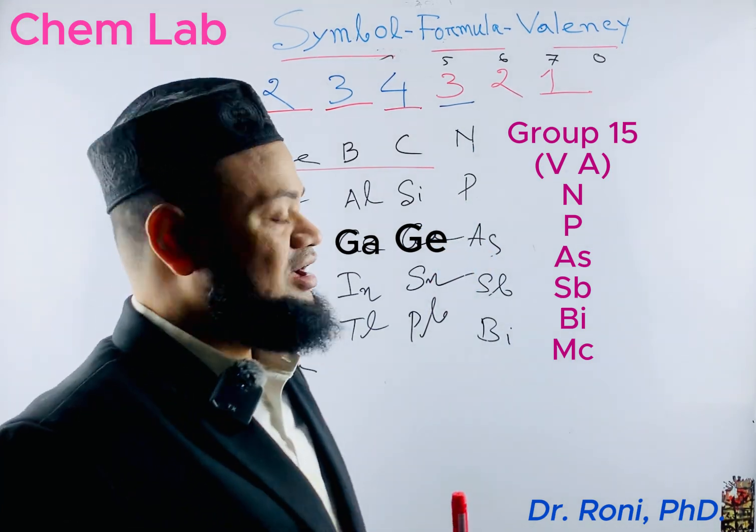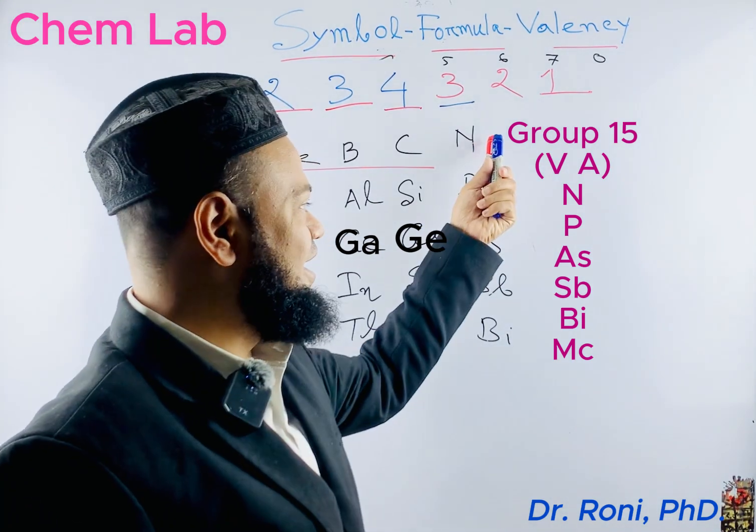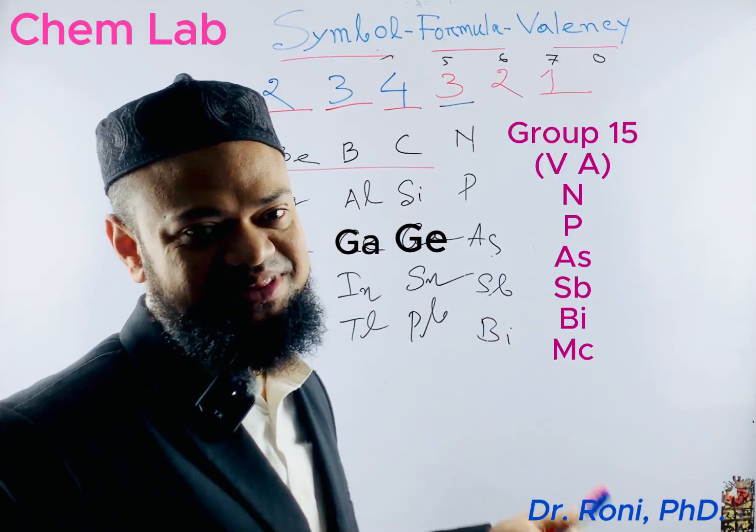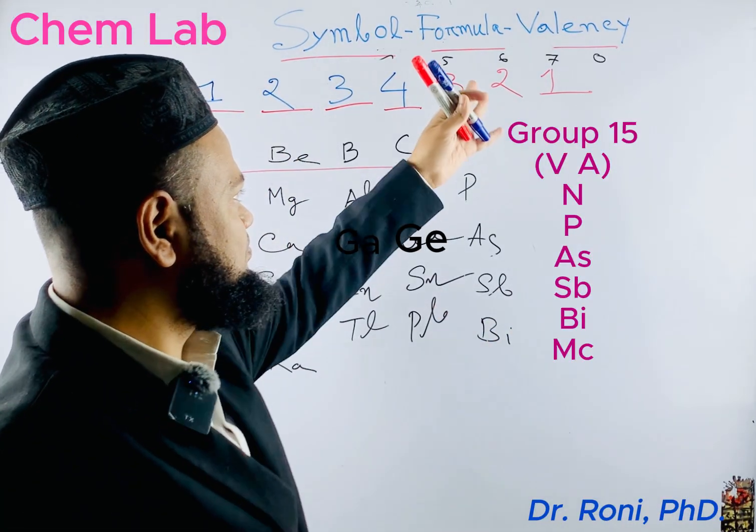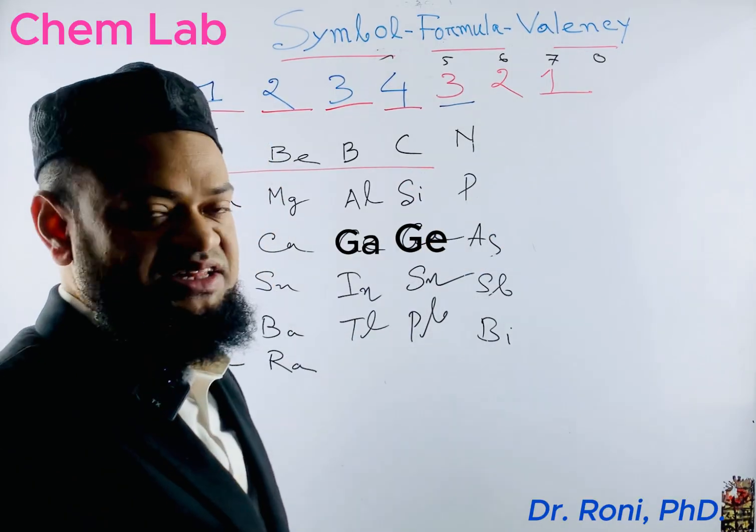Okay, so nitrogen, phosphorus, arsenic, antimony, bismuth, all are under valency 3.